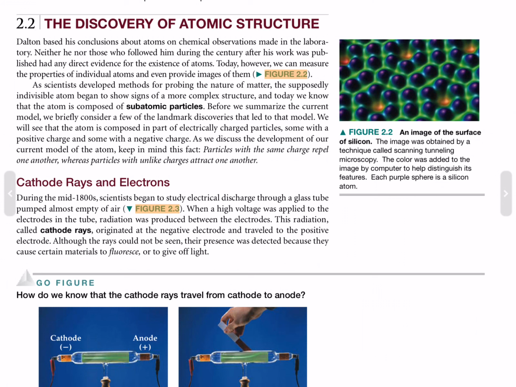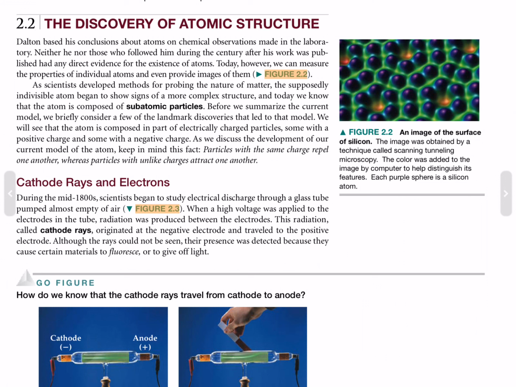As scientists developed methods for probing the nature of matter, the supposedly indivisible atom began to show signs of a more complex structure, and today we know the atom is composed of subatomic particles. Before we summarize the current model, we briefly consider a few of the landmark discoveries that led to the model.